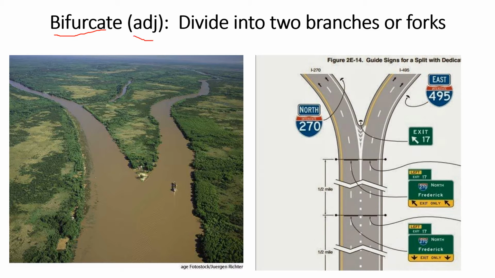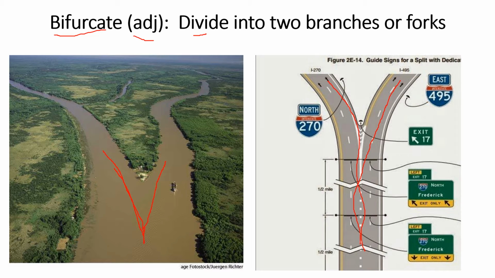Bifurcate, I believe that's an adjective. It simply means to divide into two branches. So as you see here, just like this river, it was one, divided into two. So we say that this river bifurcates. I might be messing this up grammatically, but basically, bifurcate is division into two. This highway bifurcates. So basically, it's an adjective describing a noun. So the river bifurcates, the highway bifurcates.